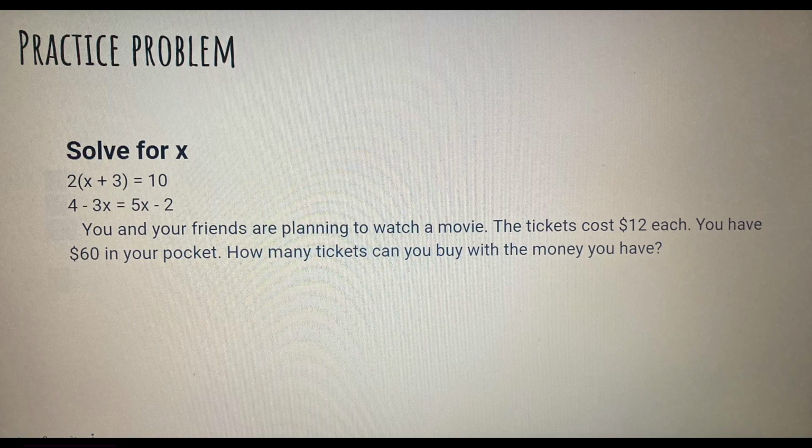Okay, here are some practice problems to practice on your own and improve. And if you're not sure if your answer is correct, you can always plug it back into the equation.